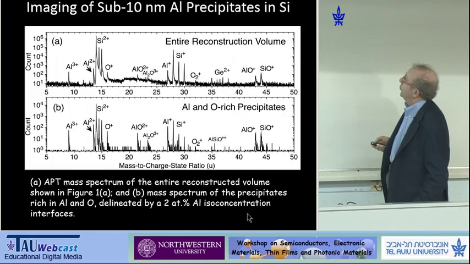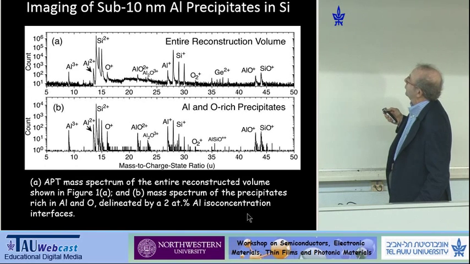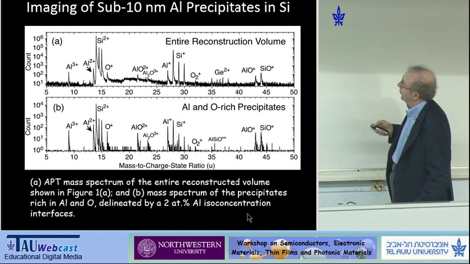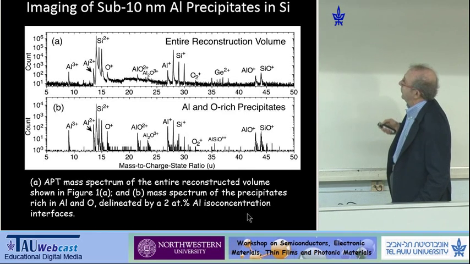Okay, now let me show you the mass spectra. I'm doing this because I want you to compare the entire mass spectrum, this is of everything we collect, versus the mass spectrum where you focus on the aluminum and oxygen-rich precipitates, and you can see the difference. You can quite easily see the difference between the two mass spectra.